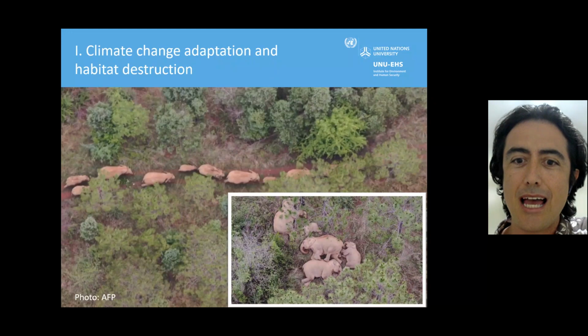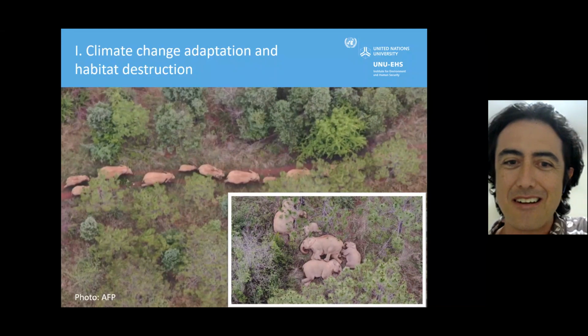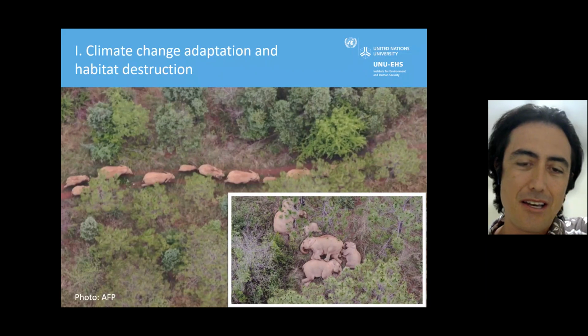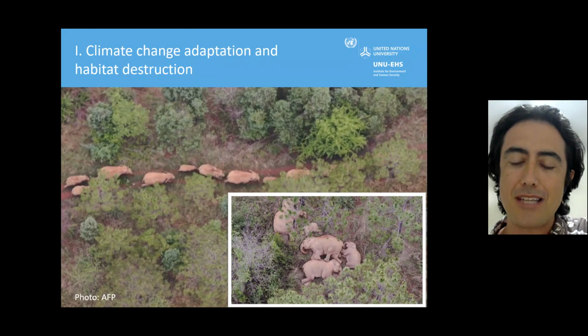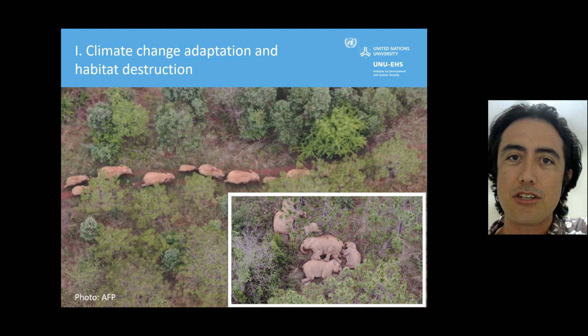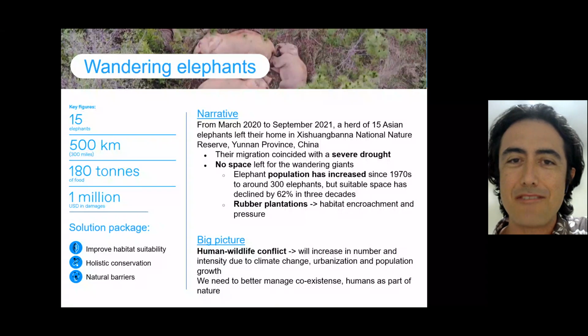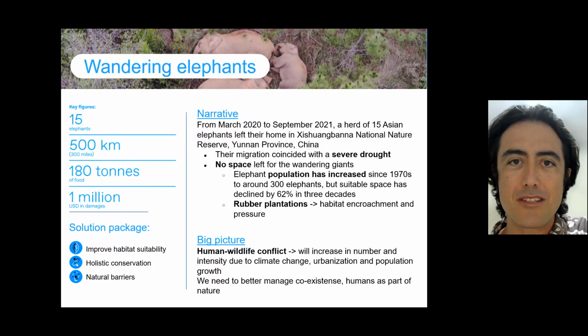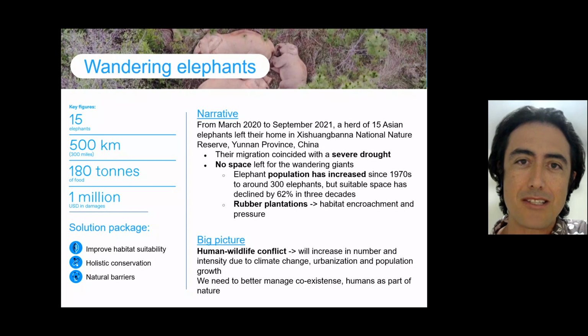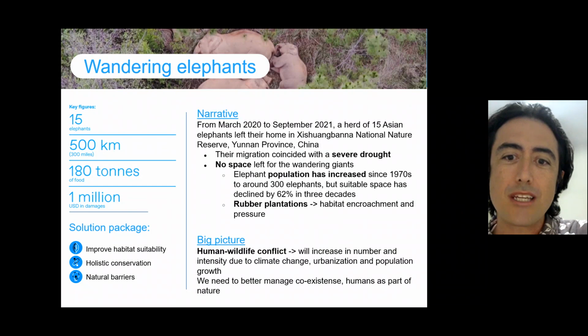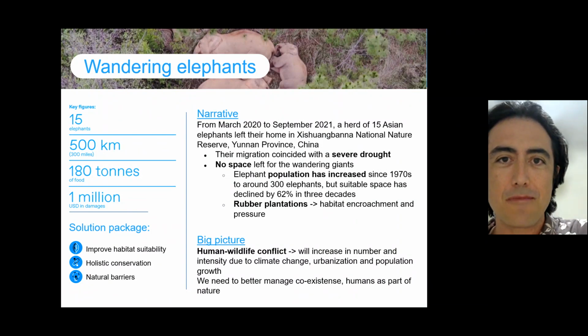For climate change and habitat destruction, here we see a bunch of elephants. These elephants in 2021 left their habitat in China and went wandering for hundreds of kilometers and became a media spectacle, and also the subject of a lot of cute photography. These wandering elephants left their habitat. Their leaving coincided with a severe drought in the area, while at the same time, the amount of usable space in their native habitat was shrinking and degrading due to human interventions.